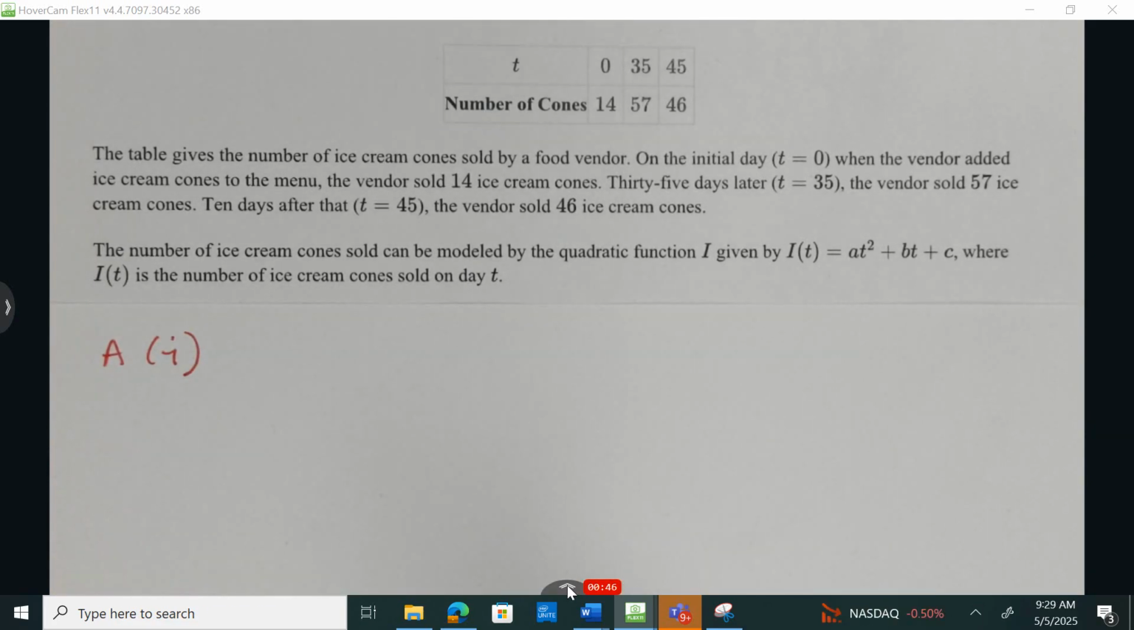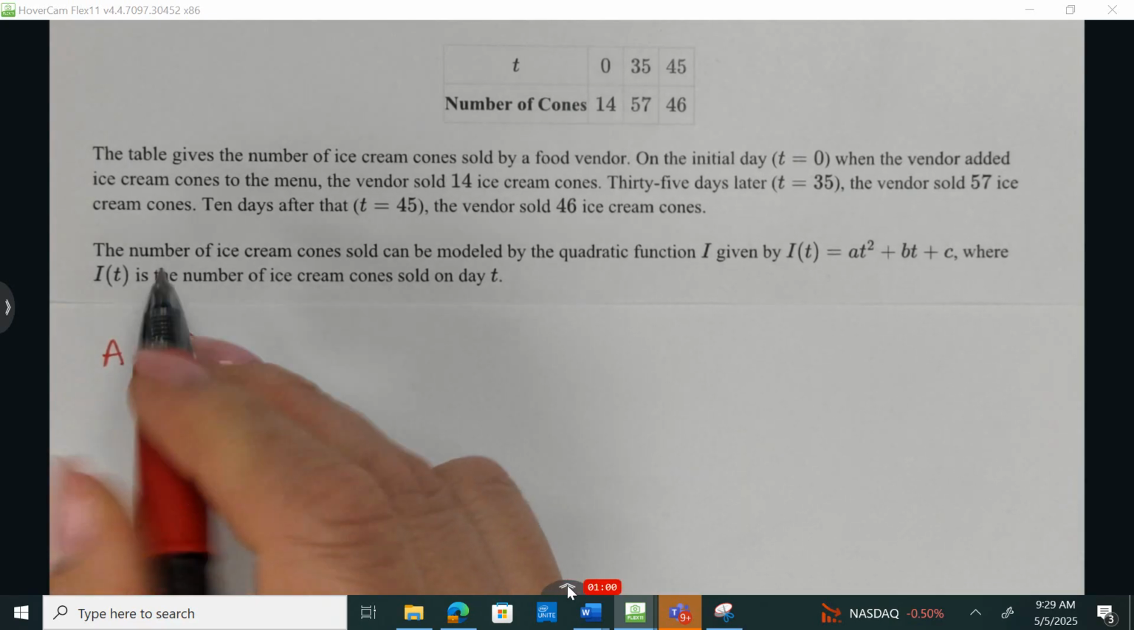Use the given data to write 3 equations that can be used to find the values for constants A, B, and C for the function I of T. Then part 2 will actually solve for those. So let's get started. What do we know? Let's do the given information.